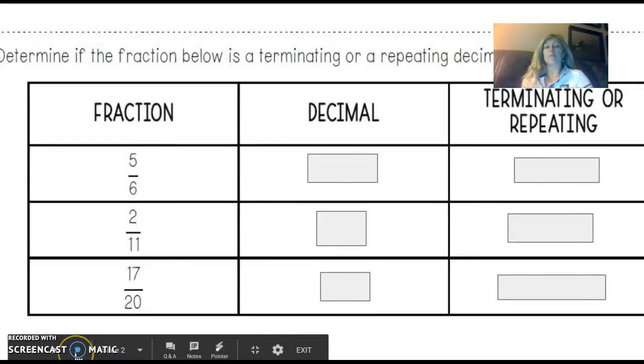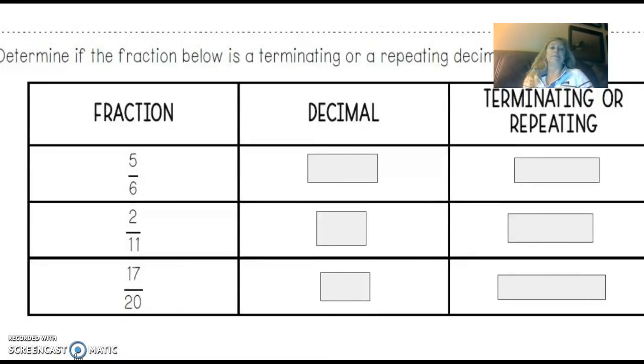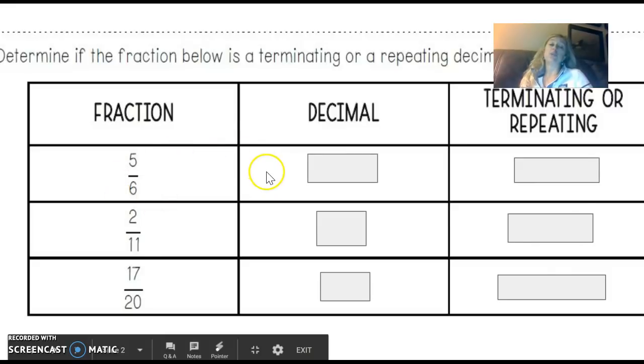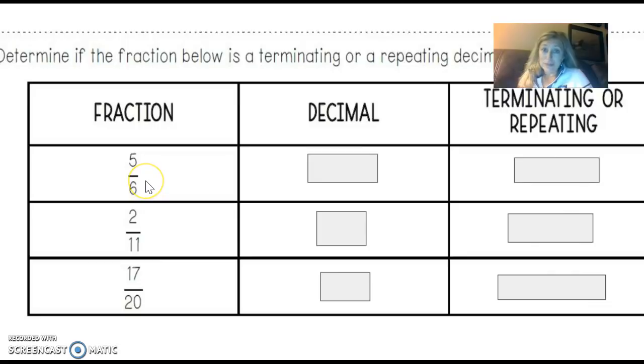So we're going to go to the next slide here. It's on your same paper, but mine's broken up into several parts. Down below, it says determine if the fraction below is terminating or a repeating decimal. I think you have done this a little bit before, but even if you have, we're going to repeat it again. Now I want you to remember, if I have a fraction and I need to change it to a decimal, this fraction bar here means divide. You learned that in 5th grade. In 5th grade, you talked about fraction bars meaning divide. And we say it as the top number divided by the bottom number. So in this case, it's 5 divided by 6.